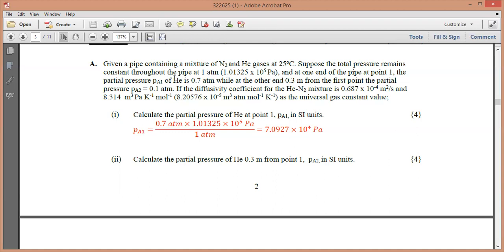But one thing I need you to know also is that 1 newton per millimeter squared is equal to 1 pascal. That's one thing that you also need to know that we will find useful even in industry.